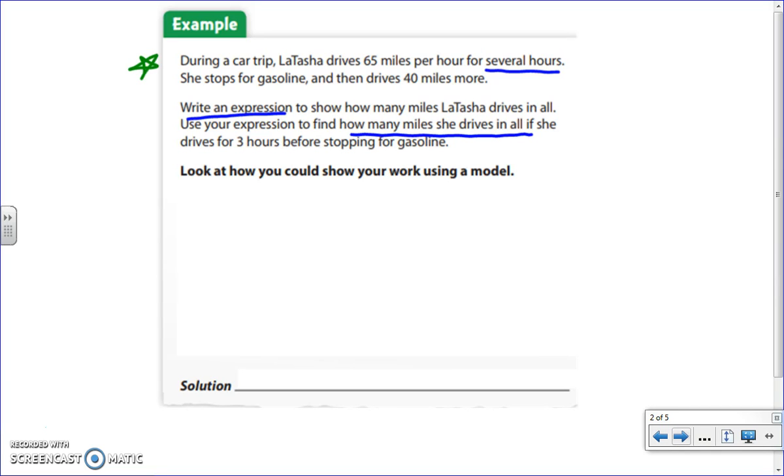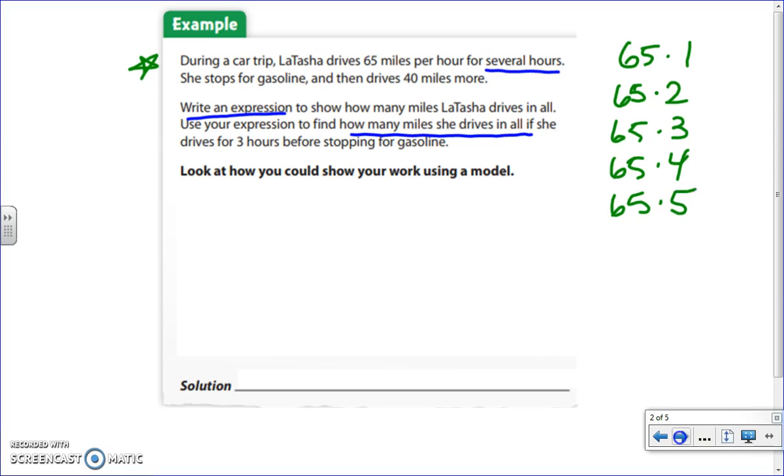And so we know that she drives 65 miles per hour for several hours. So when I think about that, I think about, okay, well, if she drove for 1 hour, that would be 65 times 1, or 2 hours, that'd be 65 times 2, or 3 hours, that'd be 65 times 3, or 4, or 5, and so on. And so when I think about her driving 65 miles per hour for several hours, this represents the hour, but we don't know what that is. We don't know how many hours she's actually driving.